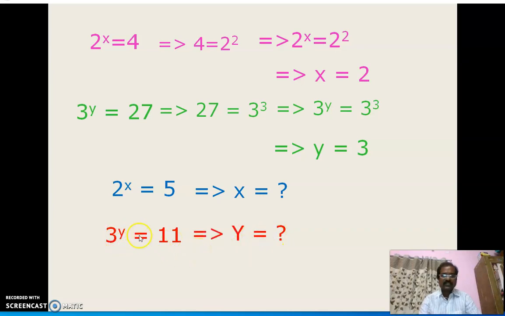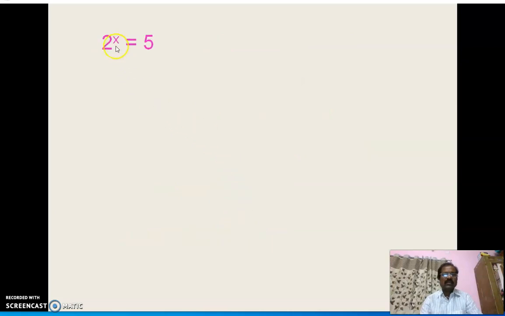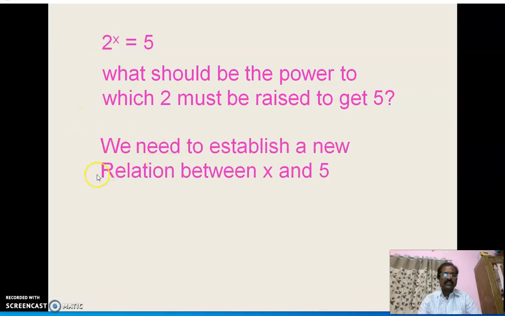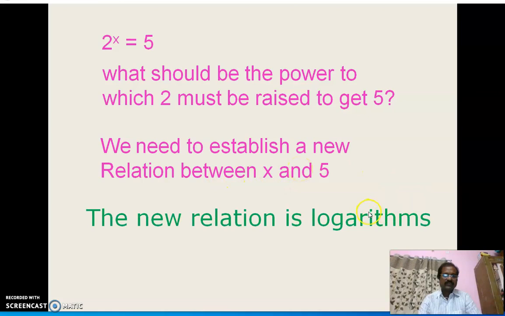So for this critical situation, we can introduce another mathematical concept. 2 to the power of x is equal to 5. So what should be the power to which 2 must be raised to get 5? We have to find the x value. So we need to establish a new relation between x and y. This new relation is called logarithm.